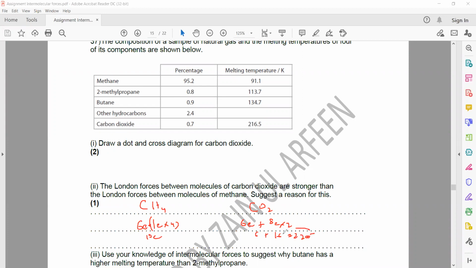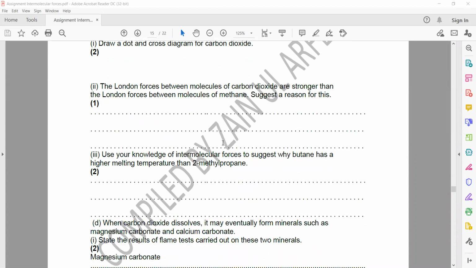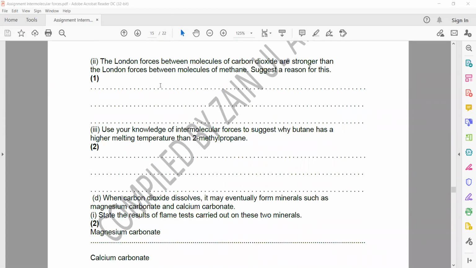So carbon dioxide has 22 electrons, whereas methane has only 10 electrons. That's why methane has a low boiling point and carbon dioxide has a high boiling point. So you will mention that more electrons in CO2 result in a higher boiling point. Use your knowledge of intermolecular force.